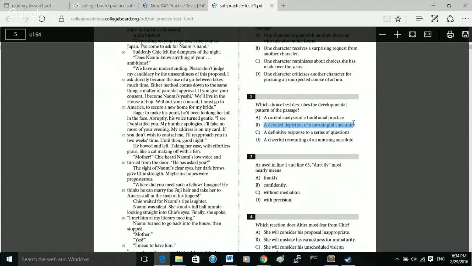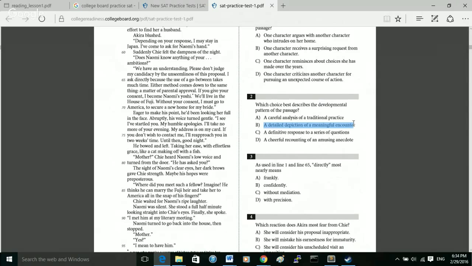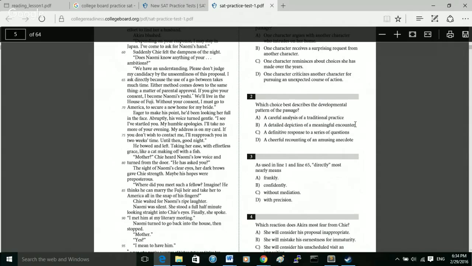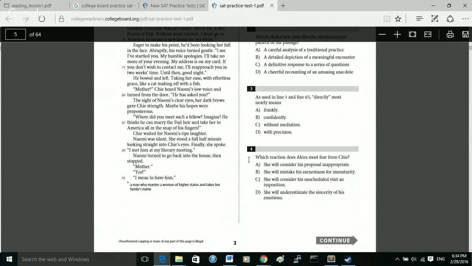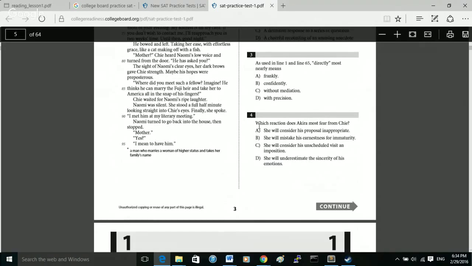Although this may seem like not the best answer, it is the only one that is not incorrect. And again, it asks for the best answer choice. So right here, the best answer choice is B. So we already answered question 3, so we continue.